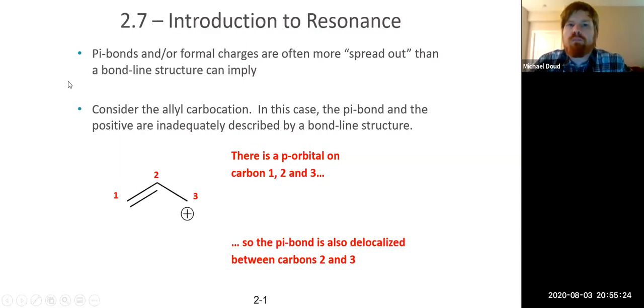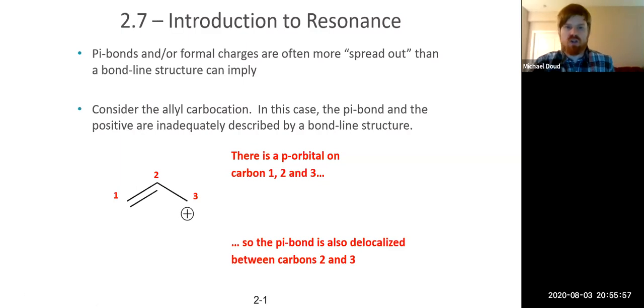The reason that resonance is so common in organic chemistry is because pi bonds can be spread out from a set of atoms that are in a pi bond to a neighboring atom that has an empty p orbital or one that actually has a lone pair in its p orbital. These are examples of ways that the atoms can share electron density and give you different resonance structures.